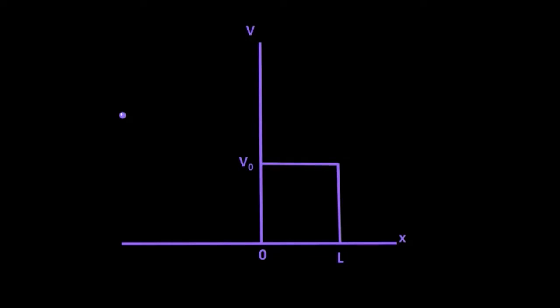Alright, so what we've got right here is a very simplified diagram of a potential barrier setup in quantum mechanics. First of all, some introductions. This guy right here is the particle. The x-axis is the position of the particle, and as you can see, the potential barrier goes from 0 to L along the x-axis. And on the y-axis, we instead have V, which stands for potential energy.